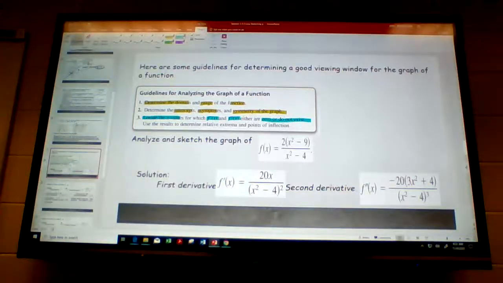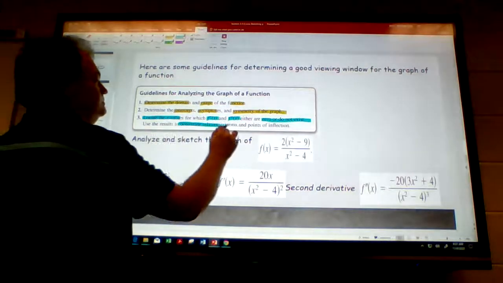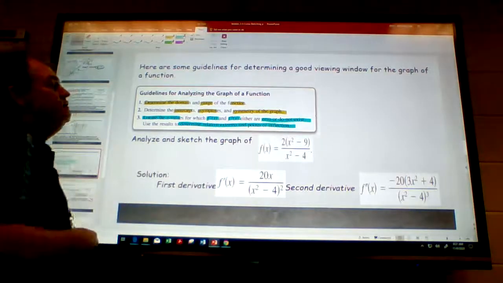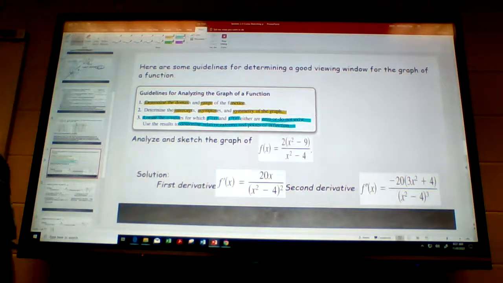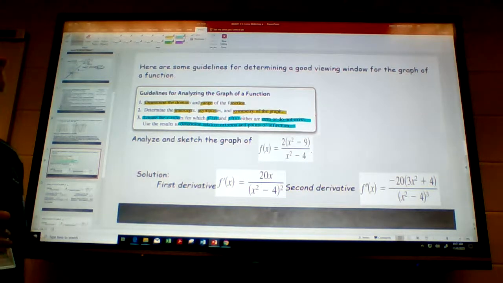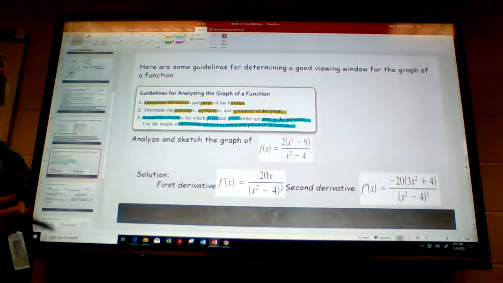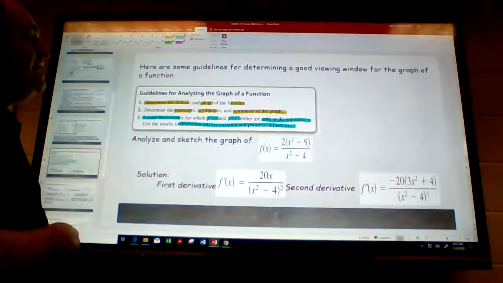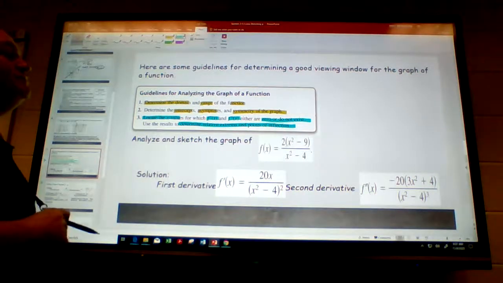Use the results to determine the relative extrema, the minimum and maximum, as well as the points of inflection. And that also includes, when I said relative min or relative max, the critical points. So the first derivative will determine the critical points, and the second derivative will determine the points of inflection.